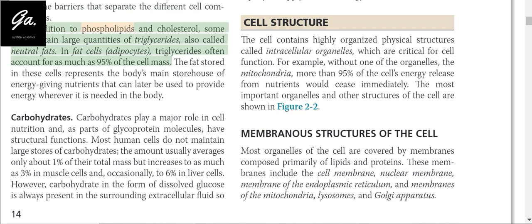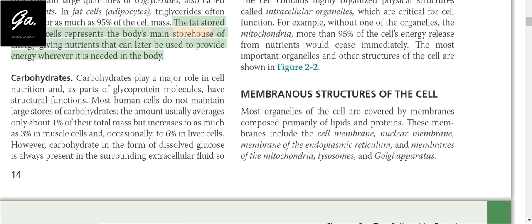In addition to phospholipids and cholesterol, some cells contain large quantities of triglycerides, also called neutral fats. In fat cells, triglycerides often account for as much as 95% of the cell mass. The fat stored in these cells represents the body's main storehouse of energy-giving nutrients that can later be used to provide energy wherever it is needed in the body.